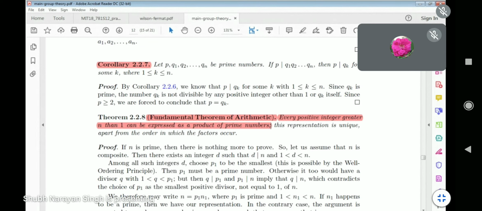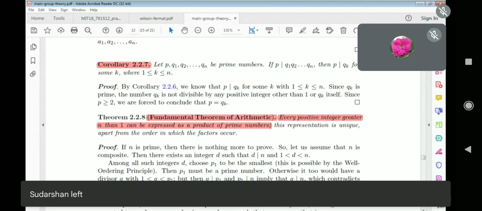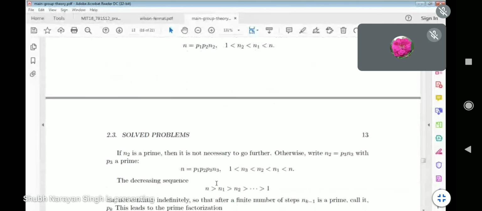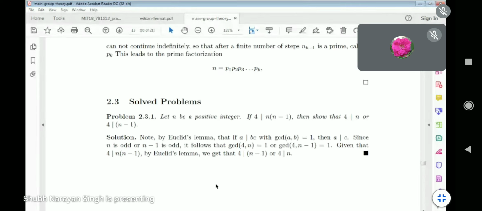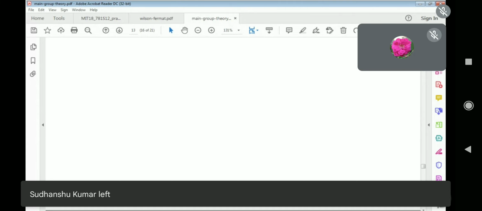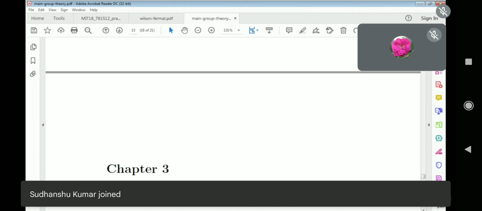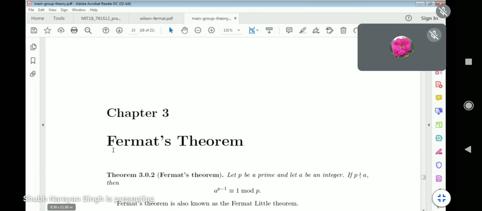Suppose you want to know about integers, it is enough to know all the prime numbers, because any positive integer greater than 1 can be written as a product of prime numbers. Now we come to another concept, which is known as Fermat's theorem.